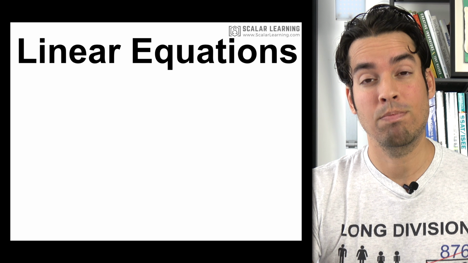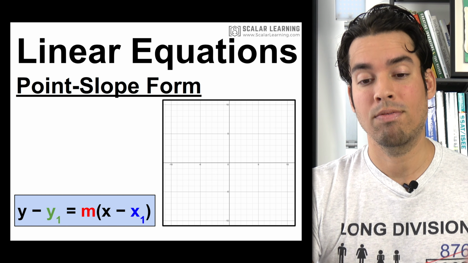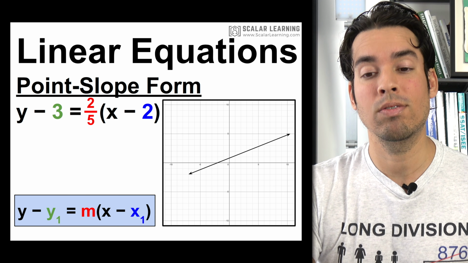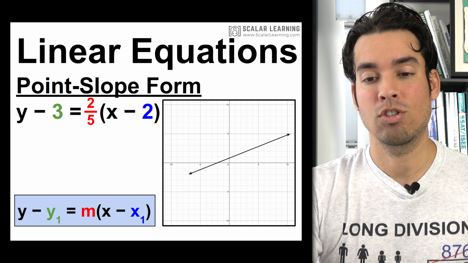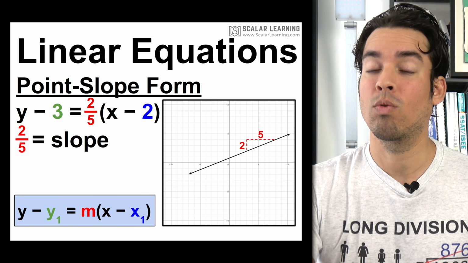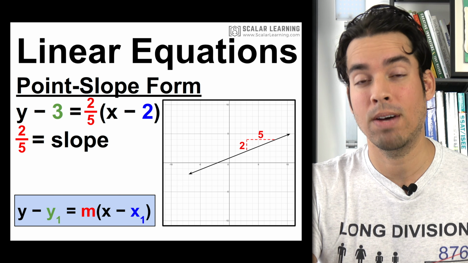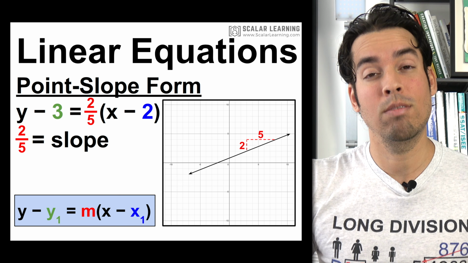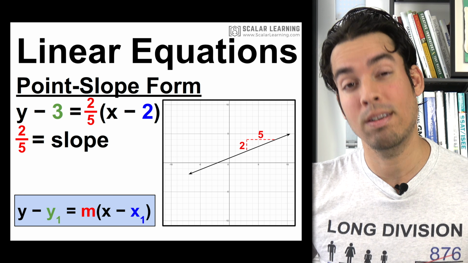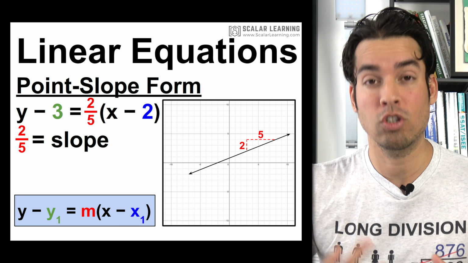Now here's an example of point slope form, and again we've got the graph up there and we've got the equation at the bottom. So I've got y minus 3 equals 2/5 times x minus 2. In this case, that 2/5 represents the slope. It's going up 2 and to the right 5, right? That's always going to be the ratio, up 2 to the right 5. Even if it went up 1, it would go to the right by 2.5. So it's a proportional relationship.